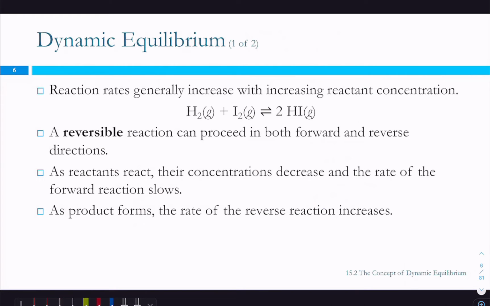And so we covered this with rates, reaction rates. As we increase our reactant concentration, we also increase the rate of that reaction. And a reversible reaction can proceed in both forward and reverse directions. So as our reactants react, that concentration drops according to the kinetics we already talked about. Then the rate of the forward reaction slows down, and the rate of the reverse reaction starts to increase because its concentration is increasing. So as we form more products, we get more reverse reaction.